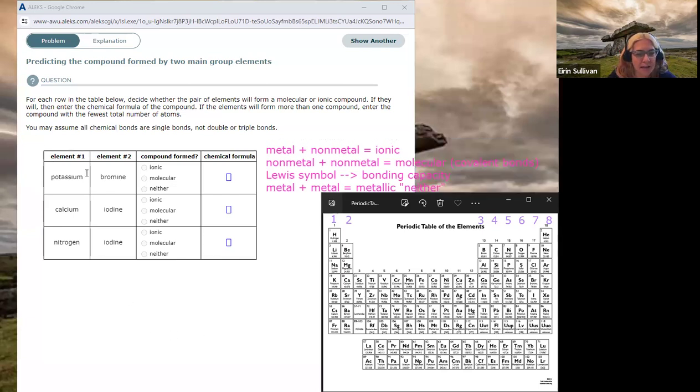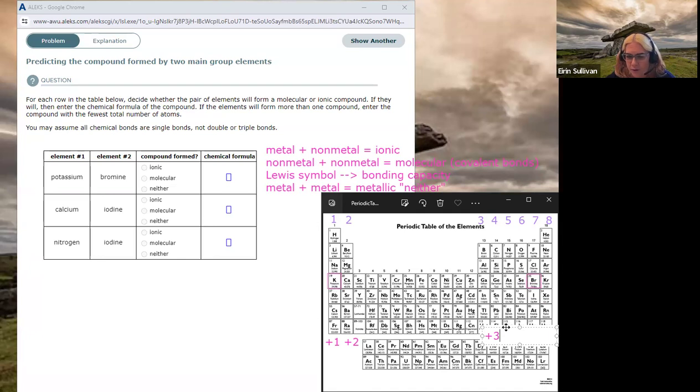Element 1 is potassium, element 2 is bromine. Let's find them on the periodic table if that helps you out. Potassium, definitely a metal, is going to form a cation. Bromine, definitely a non-metal, is going to form an anion. Remember, the groups help you know your predictable ion charge. Group 1 always forms a +1 cation, group 2 always forms a +2 cation. Group 13 usually is going to form a +3 cation.